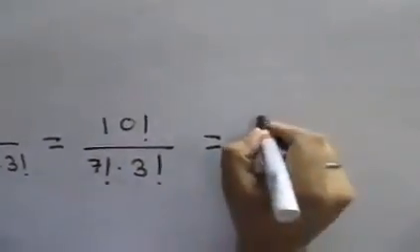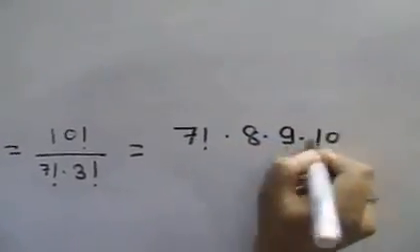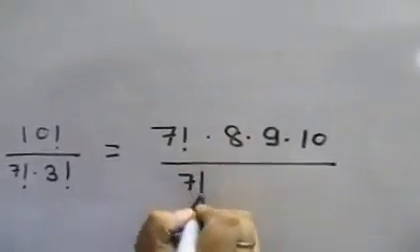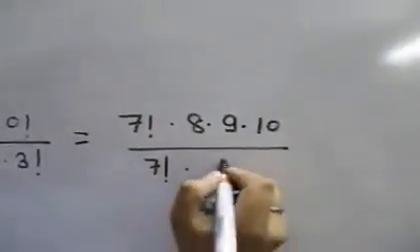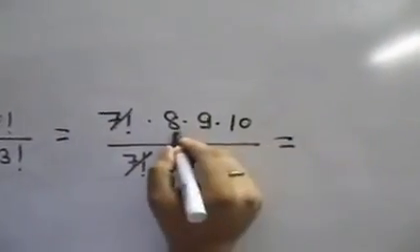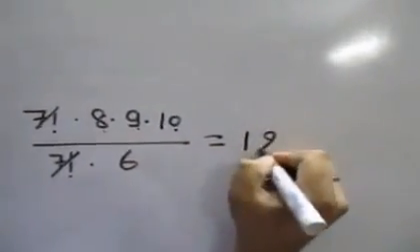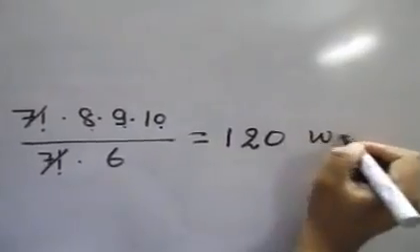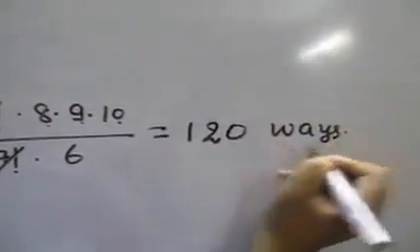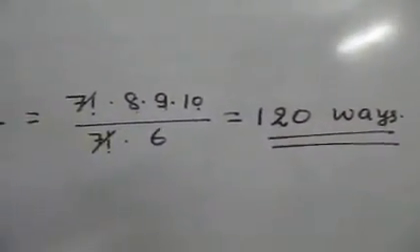10 factorial we can write as 7 factorial into 8 into 9 into 10, divided by 7 factorial into 3 factorial, which is equal to 6. 7 factorial cancelled out, and we get 8 9 is 72, into 10, 720 by 6, that is 120. So in total there are 120 ways I can call or select 3 friends out of 10 friends.